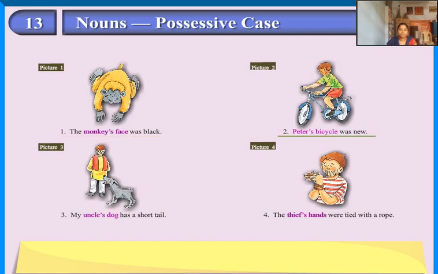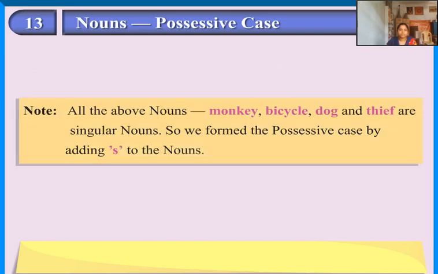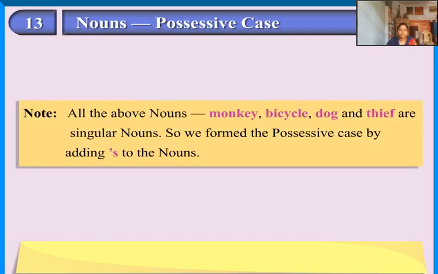Peter's bicycle was new. My uncle's dog has a short tail. The thief's hands were tied with a rope. Note: all the above nouns, monkey, bicycle, dog, and thief, are singular nouns. So we form the possessive case by adding apostrophe s to the nouns.